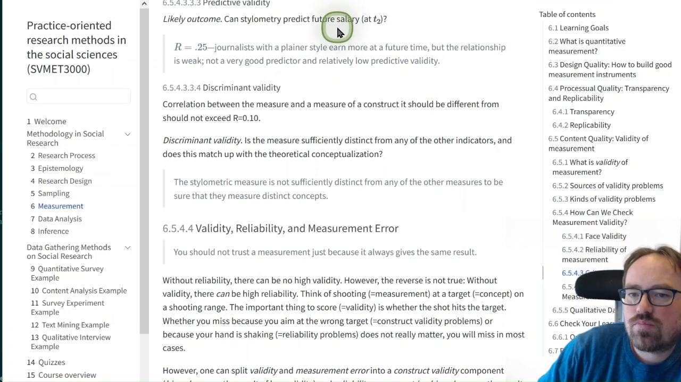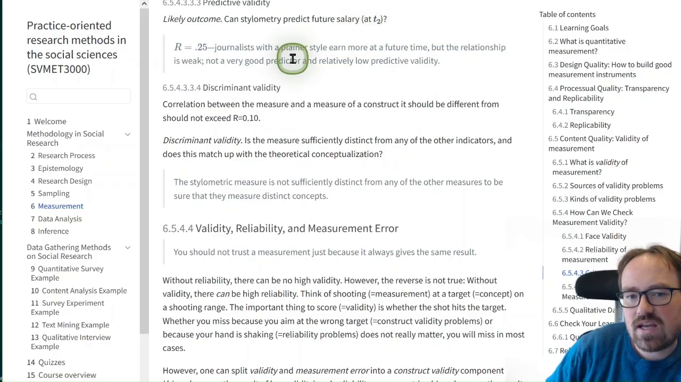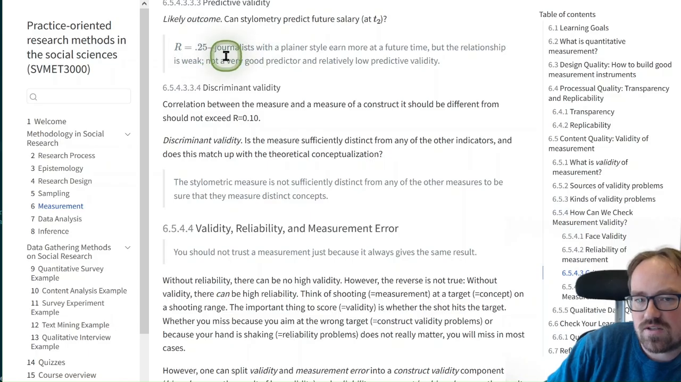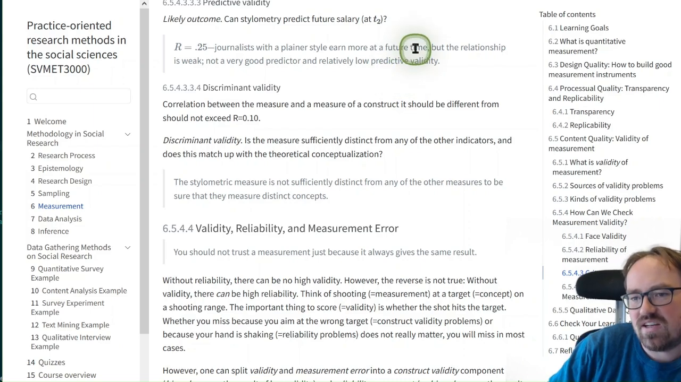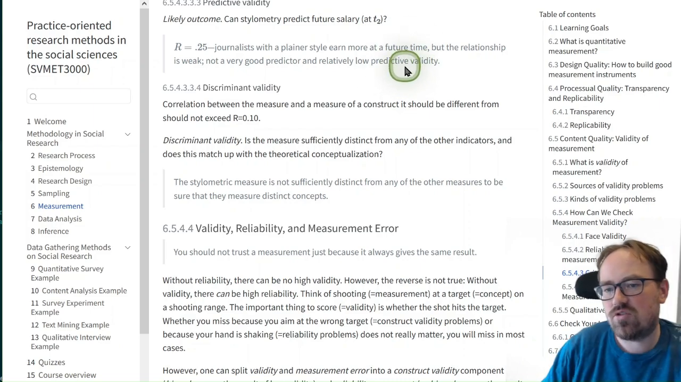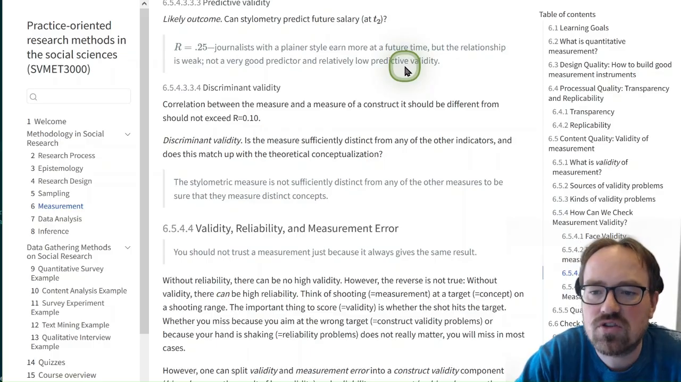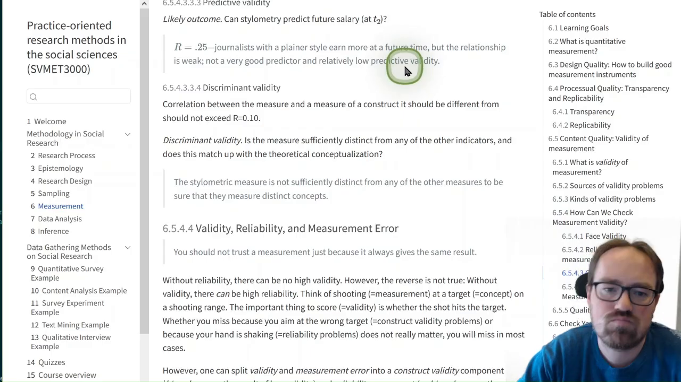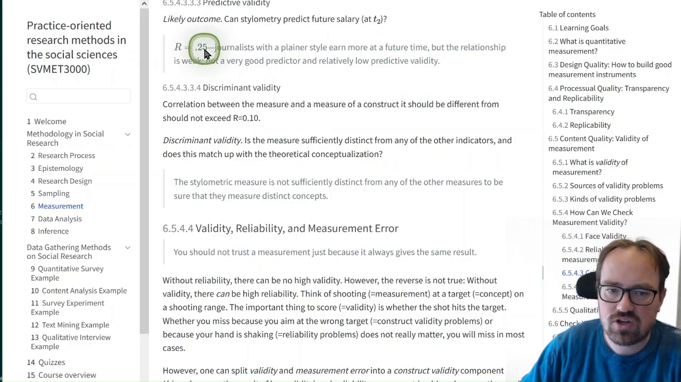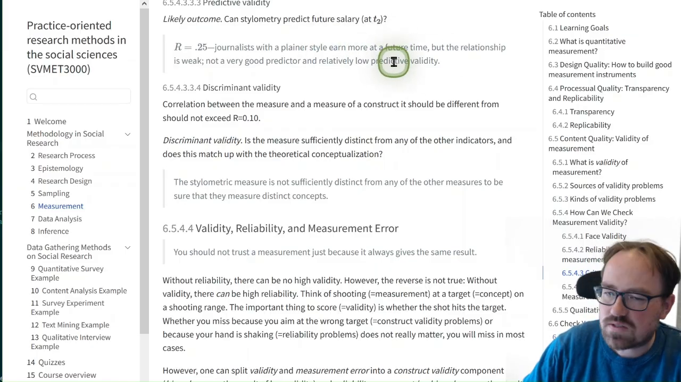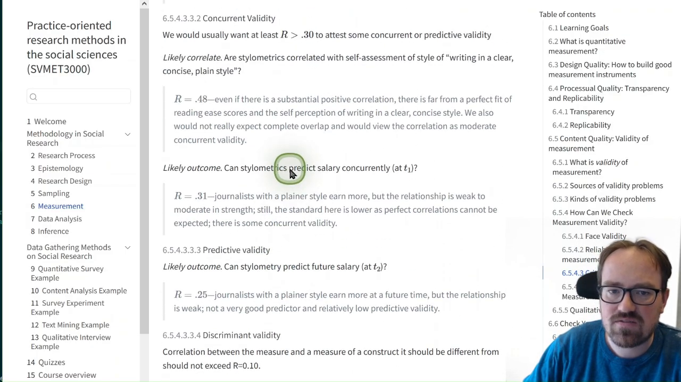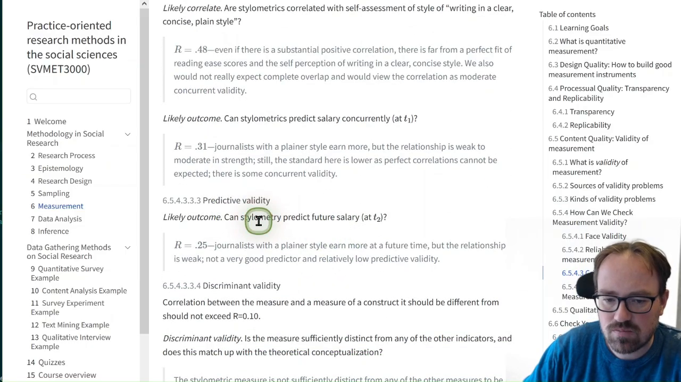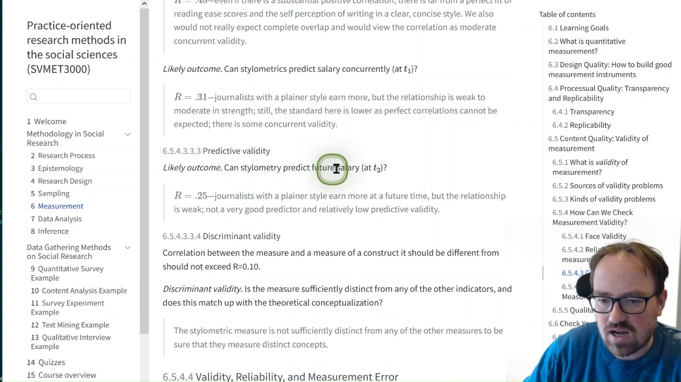And we can also try to predict the salary at the second time point, and there the R is even lower, so it's not really a very good predictor, and our predictive validity is kind of not very high, so this doesn't strongly suggest that this is a good measure of the reading ease. However, at least there is a positive correlation and it's not too close to zero, so it depends in that case very much on how strong you expect the relationship to be between writing style and salary.